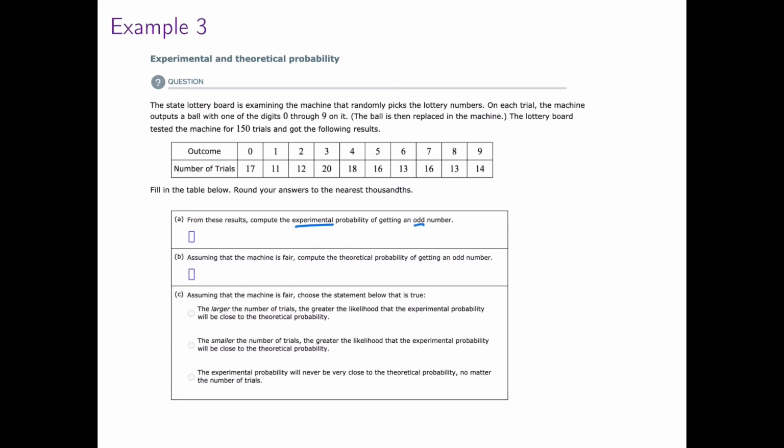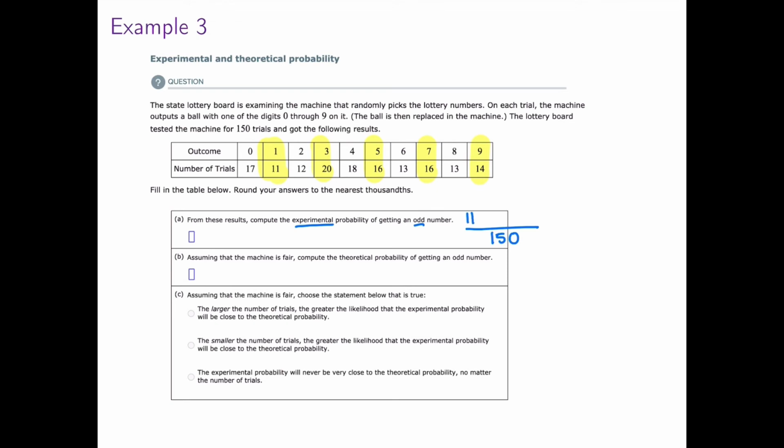Now remember, experimental means according to the outcomes of the actual experiment. So we want to find the probability of getting an odd number. Well, so let's look at these odds. We have here, 5, 7, and 9. So I've highlighted the situations with our odd numbers. Okay? So our denominator will be 150 because that's how many times we've tested the machine. And our numerator will be how many times we got each of these odd numbers.